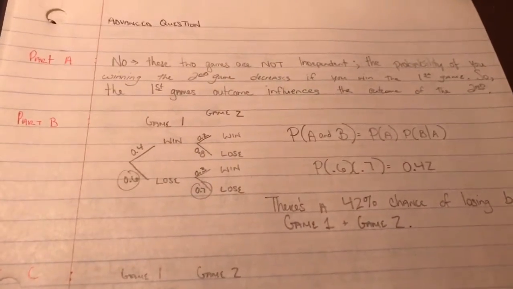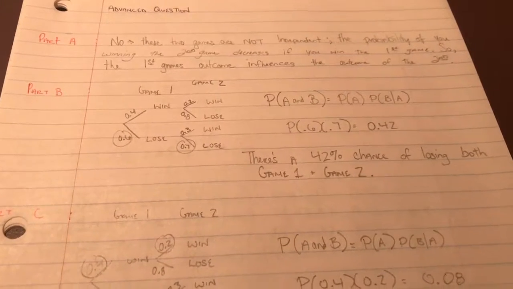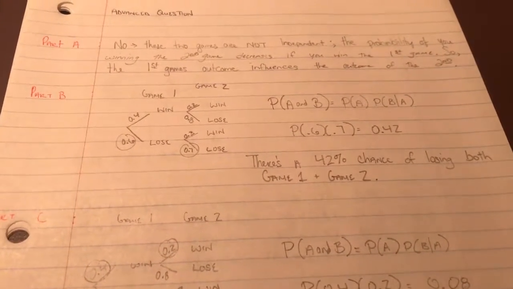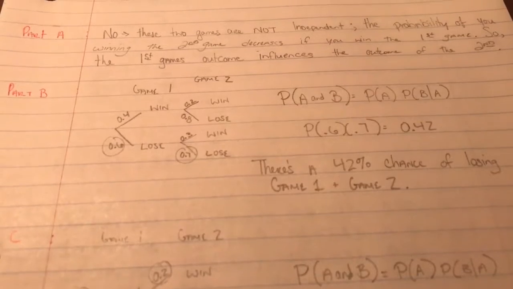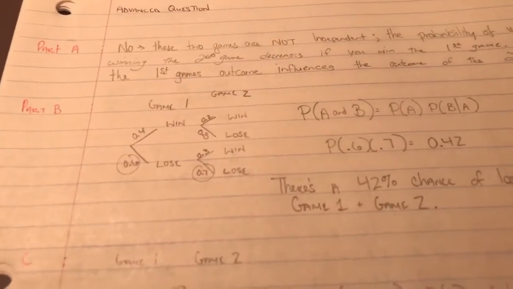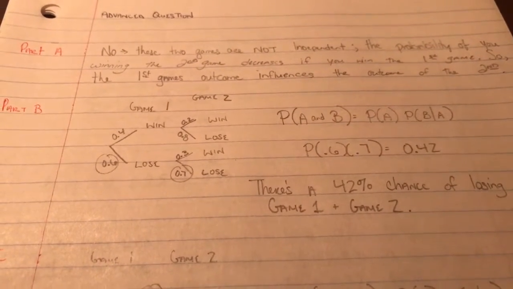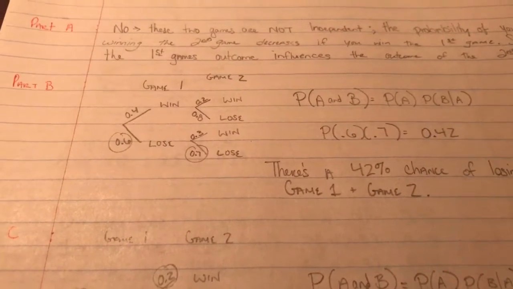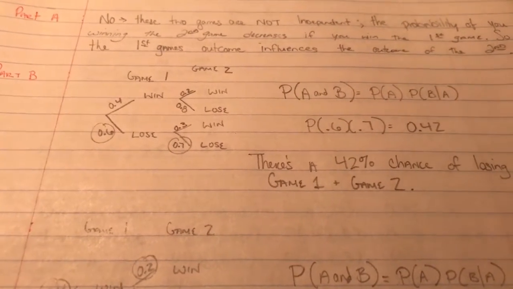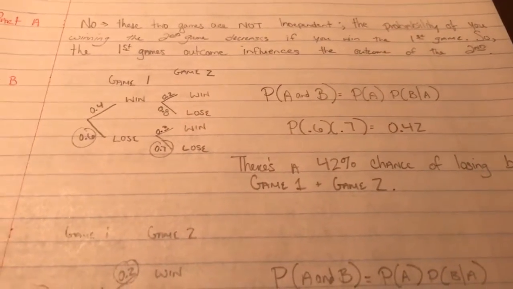On to part B. This part of the question is asking the probability that you win both games. So what I did here is I drew out a nice tree diagram to give a nice picture of what we're going to be dealing with here. You don't really need it unless you want to. And then over here, there's the probability formula that you're going to be using.